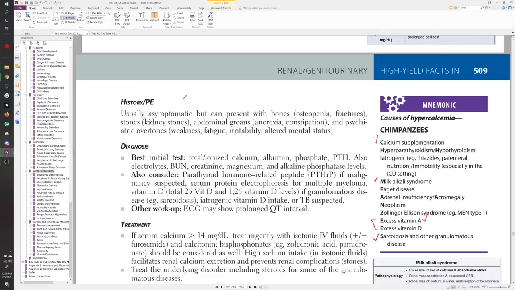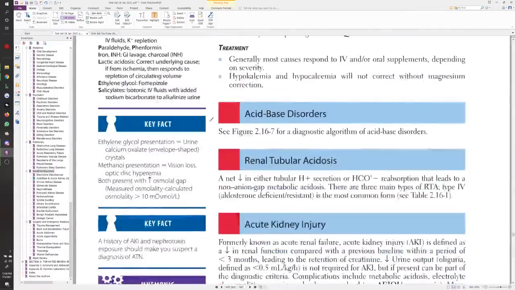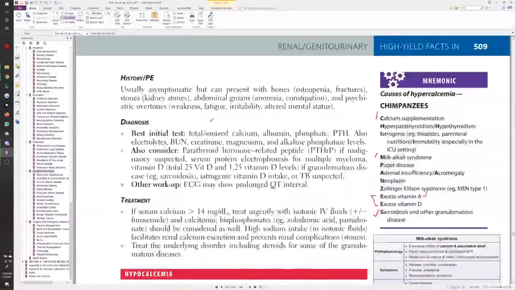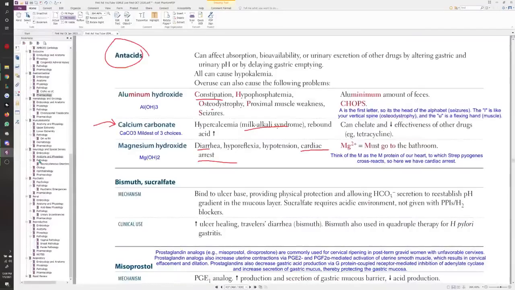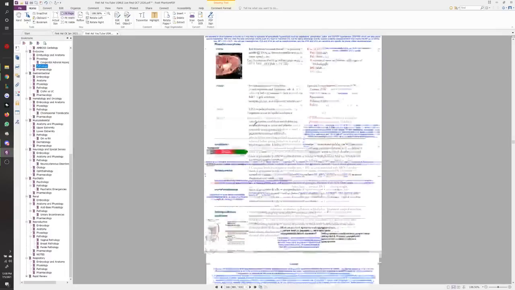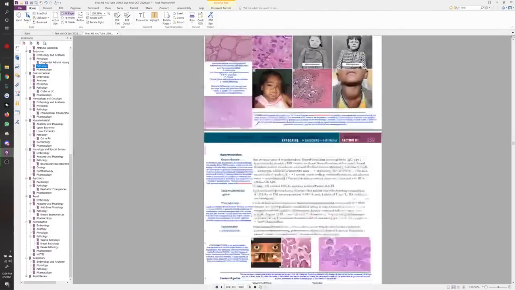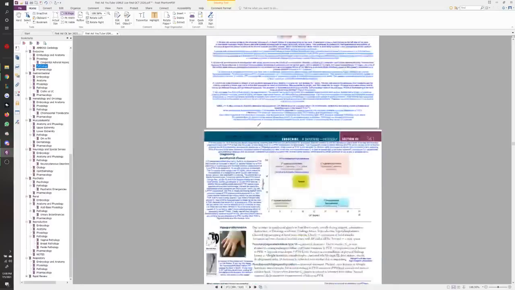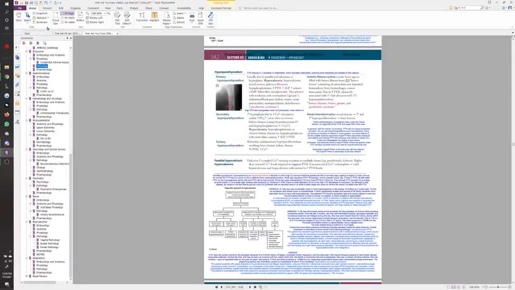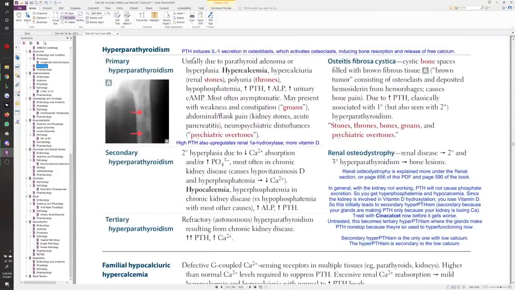How does hypercalcemia present? Well, it's usually asymptomatic, but it actually isn't. This was the whole stones, bones, groans mnemonic. Let's go back and look at it real quick. Right here. All right, so usually due to parathyroid adenoma, which is hyperparathyroidism, but what does hypercalcemia cause?